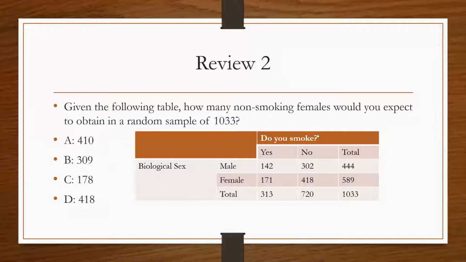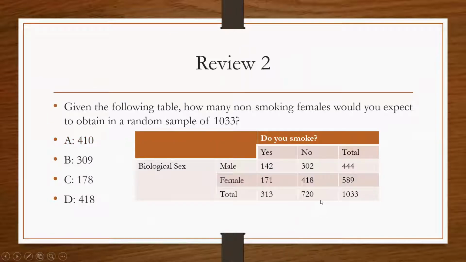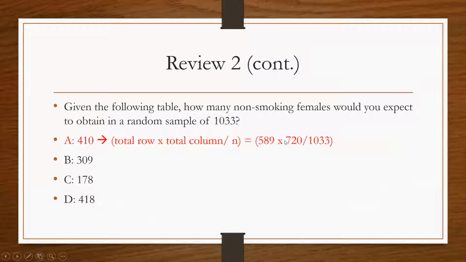All right, so we're going to go over it. I will say that the table's not on the second page just so I could write it out a little bit better. So basically to calculate this, you get the total row value times the total column value. Since we're looking at non-smoking, the total of that is 720. And since we're looking at female, the total of that is 589. So 589 times 720, and then we're dividing it by the total, which is 1,033. And when you put all that together, you get 410, which is different than the actual one that they gave us in the table of 418.